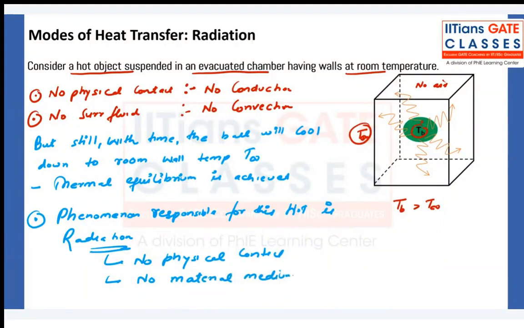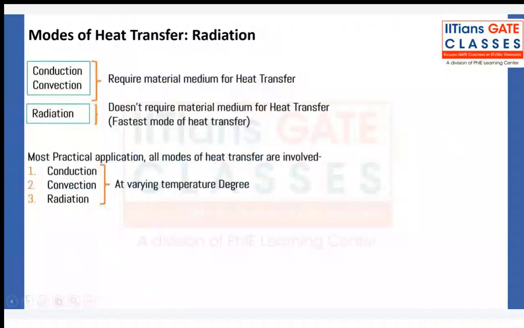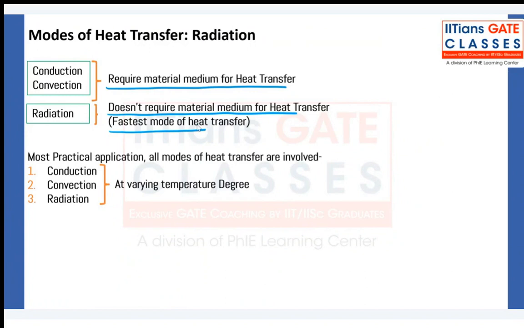Is it clear? Okay, very nice. So can I say that conduction and convection require a material medium for heat transfer, but radiation does not require any material medium, and it is the fastest mode of heat transfer. And for most practical applications, even your body at room temperature, conduction heat transfer, convection heat transfer, and radiation heat transfer all three take place simultaneously.